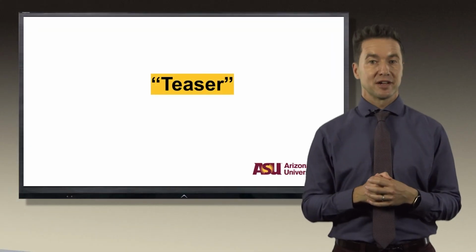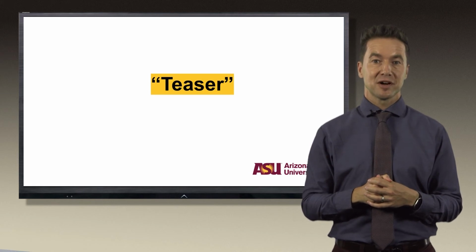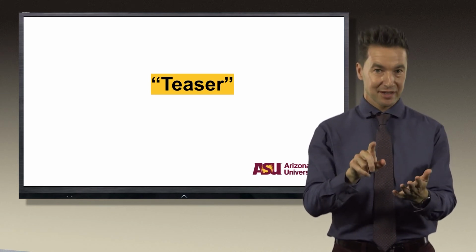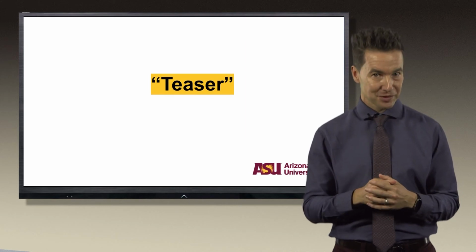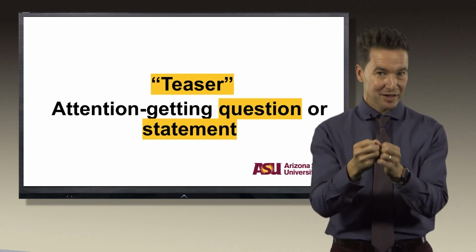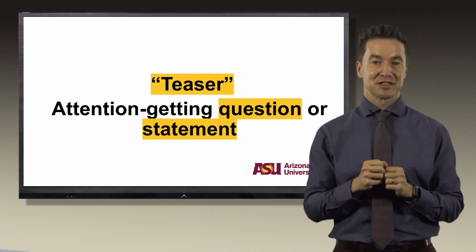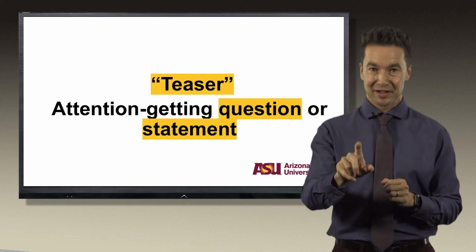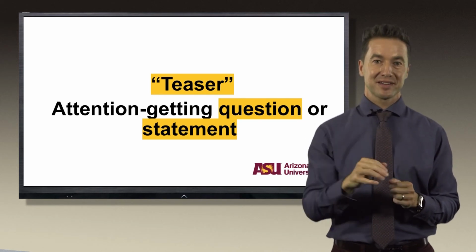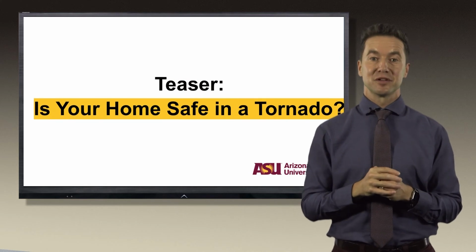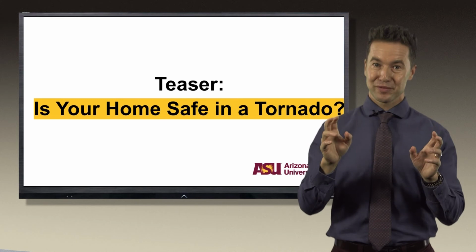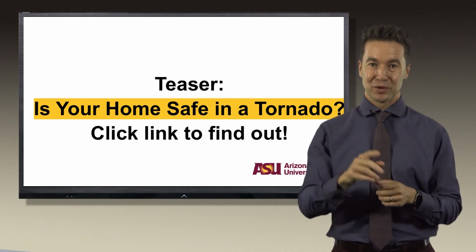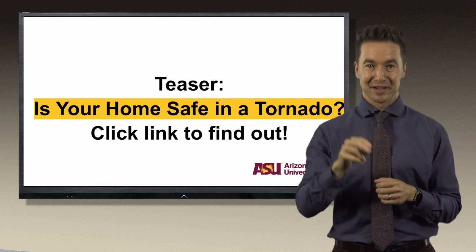Also, like on television news, journalists often tease viewers into clicking through to the story by not telling the whole story in the post. They write an attention-getting question or statement that suggests that the answer is only a click away in the story. For example, in the tornado story, they might post, "Is your home safe in a tornado?" Viewers have to click the link to the story to find out.